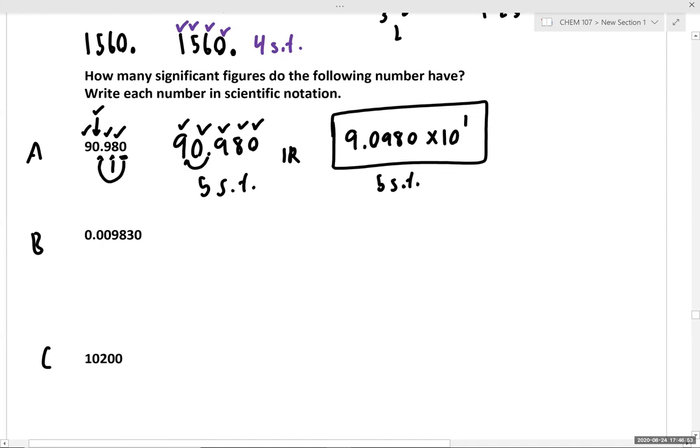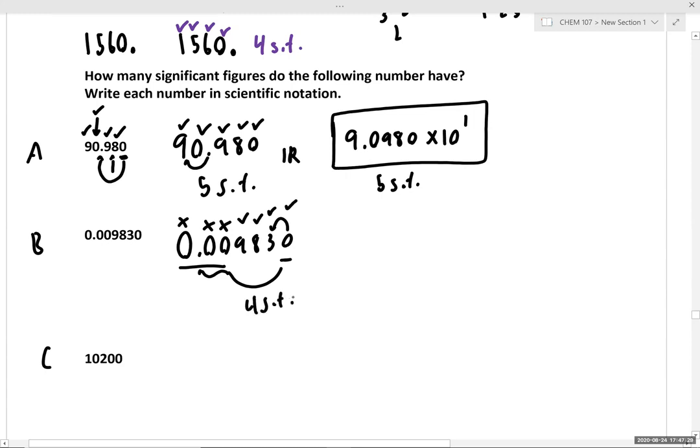Let's look at this next example, 0.009830. So let's write that out. First and foremost, we have some leading zeros. And as literally everyone who submitted a response in the chat has noted, these leading zeros are not significant. However, we have a zero that's after a non-zero digit and it's after a decimal point. So this last zero is significant. So we have 4 significant digits.